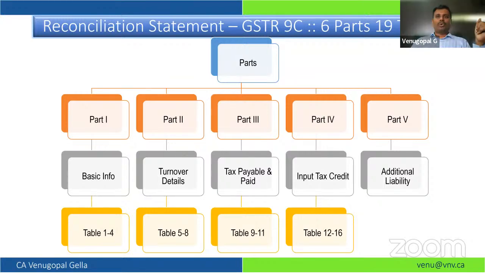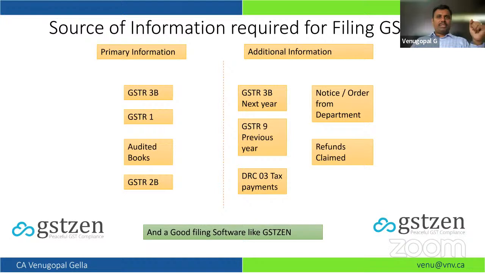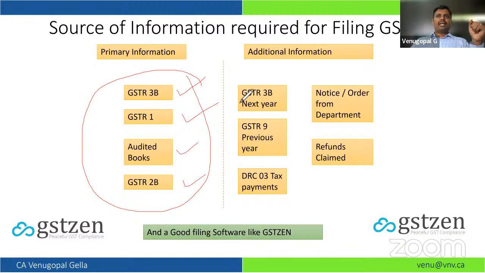Okay, let's move on. What is the information that you need for filing GSTR9? The primary source of information to file GSTR9 is your GSTR3B, GSTR1, your books of accounts, and GSTR2B. This is your primary information. Apart from that, you need to have visibility of 3B of next year, GSTR9 of the previous year, DRC03 payments during the year, then the notices received from the department, the refunds that you have claimed, etc.